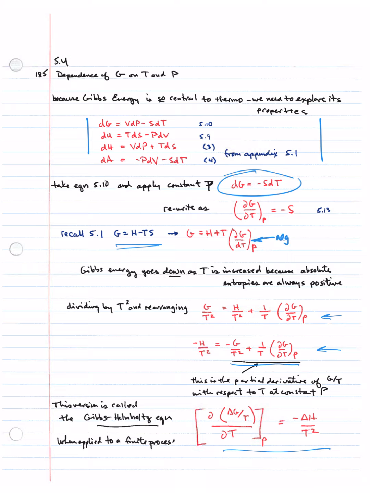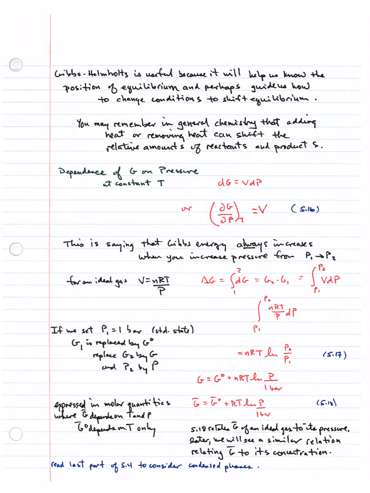Again, it's relating changes in Gibbs free energy with respect to temperature. How the partial derivative changes with respect to temperature is equal to this expression. What does that allow us to do? Gibbs-Helmholtz is useful because it will help us know the position of equilibrium and perhaps guide us how to change conditions to shift equilibria.